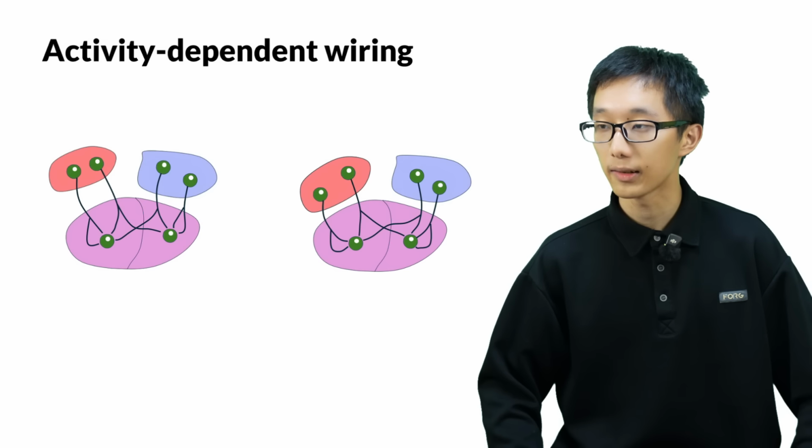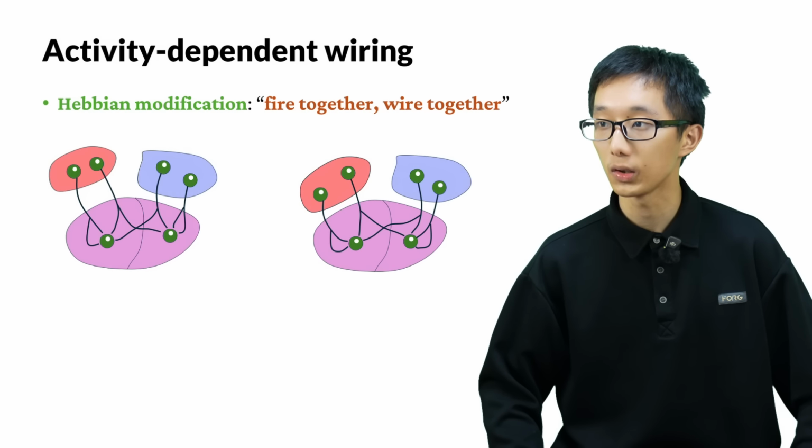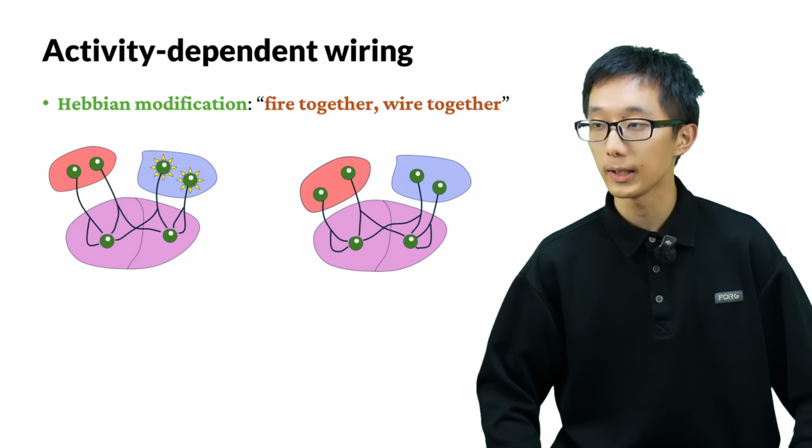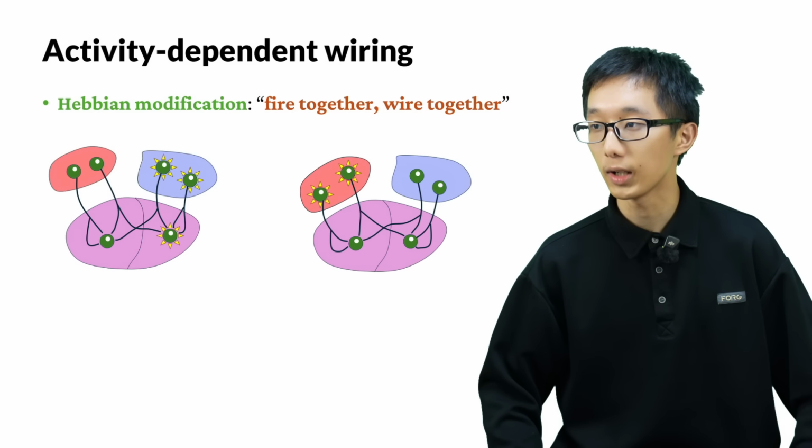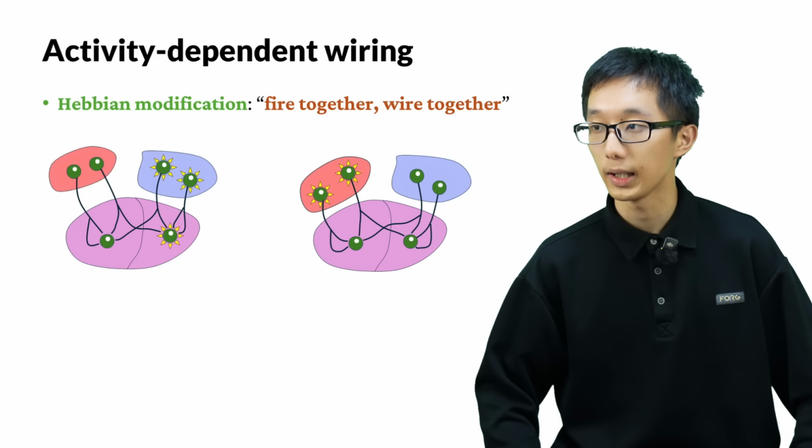Let's take a look at an example of Hebbian modification. Firing together means wiring together. For example, if the neurons in the blue group fire together, then this neuron will also fire, because it has more synaptic connections with the blue neurons. If the red neurons fire here, then this neuron will also fire, because it has more synaptic connections with the red neurons.